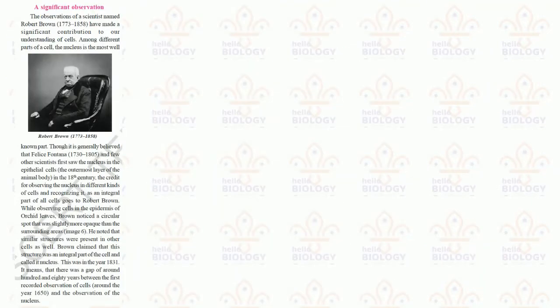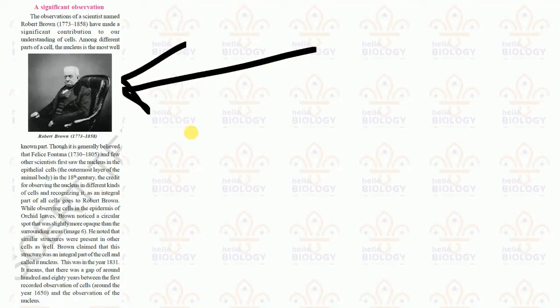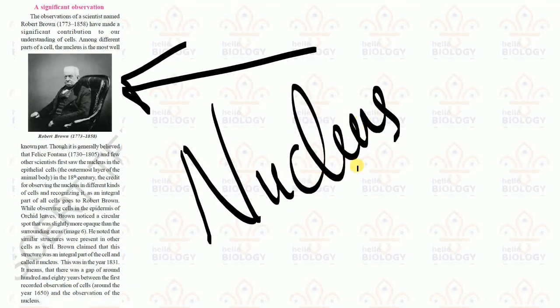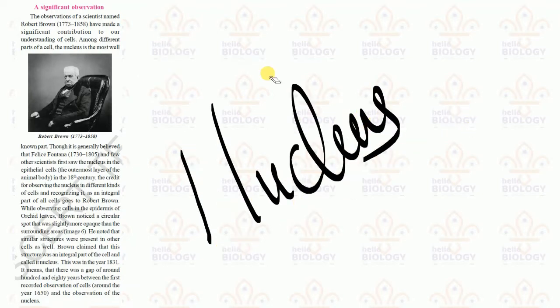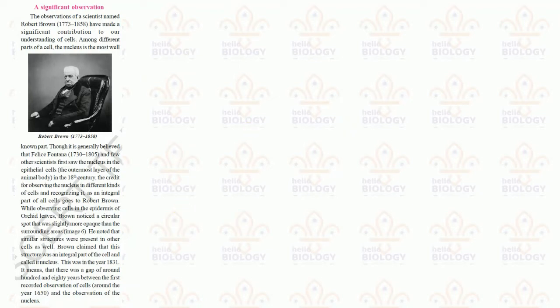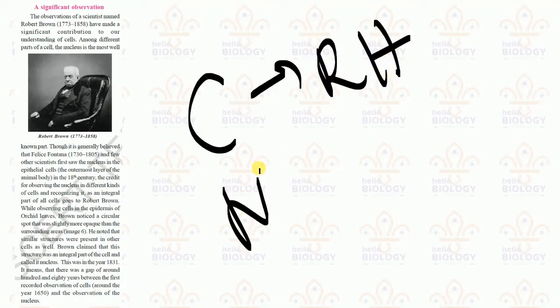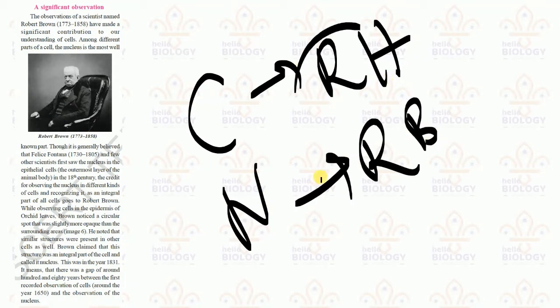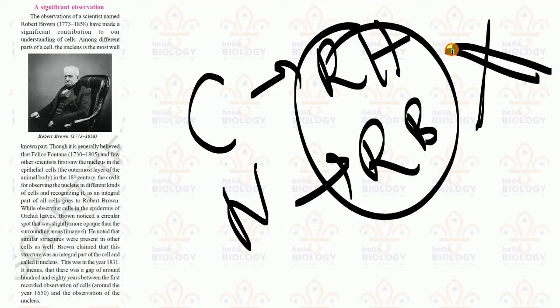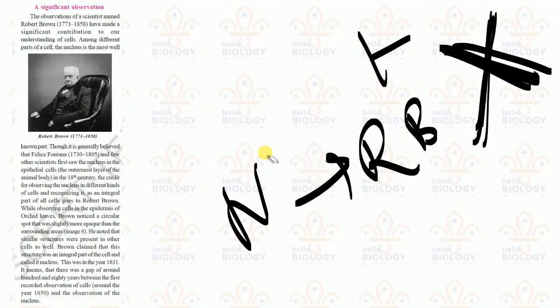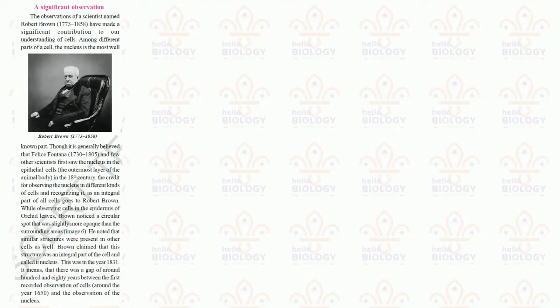Next, the person who discovered the nucleus is called Robert Brown. This is very important in the history of biology: the cell was discovered by Robert Hooke, but the nucleus was discovered by Robert Brown. These two persons are not relatives. Only the names matched, but they are not relatives or even friends; they were strangers to each other.